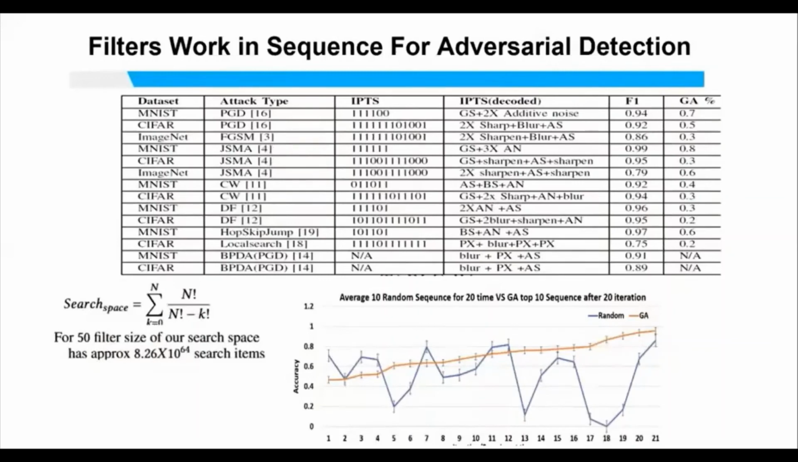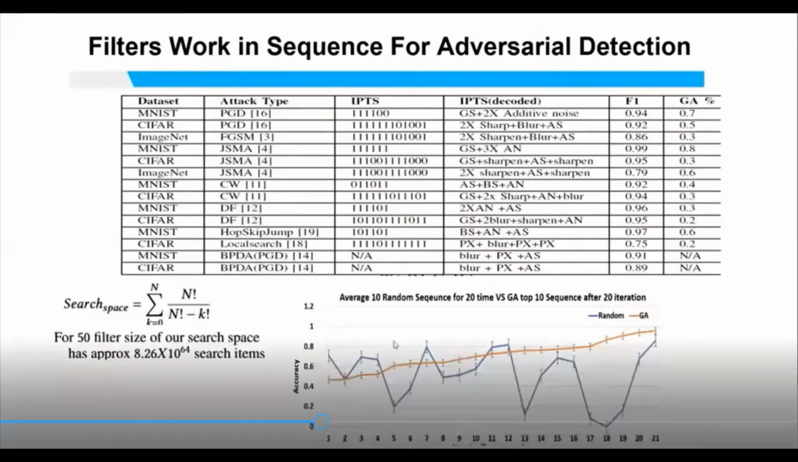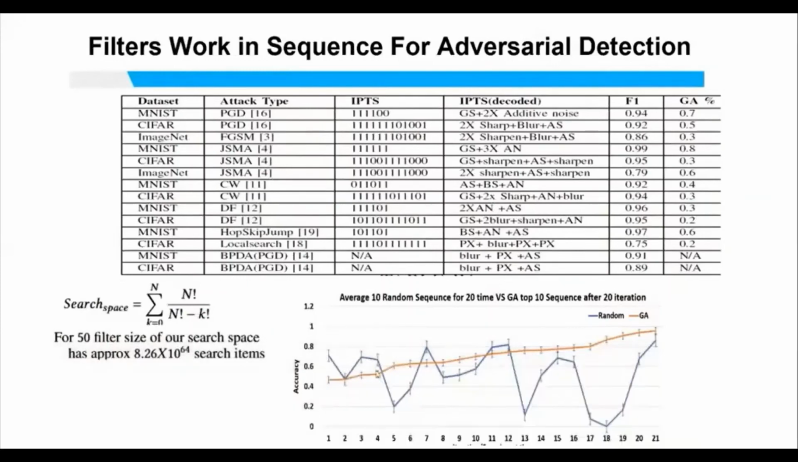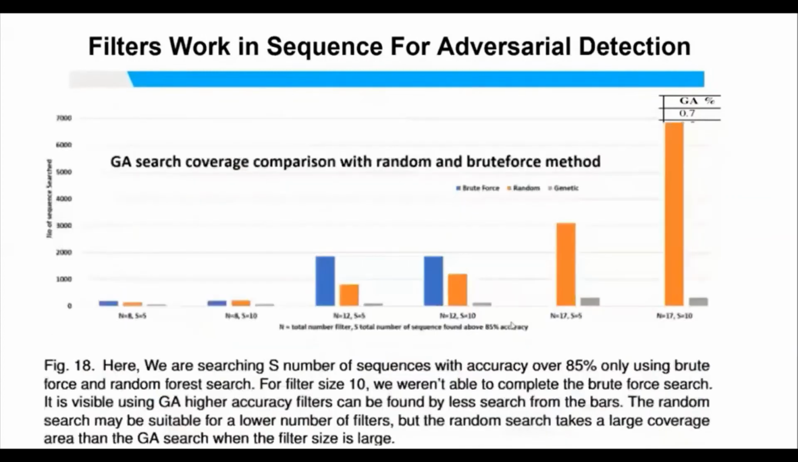So that's why the genetic algorithm comes into play. With random search, it takes some time and we get somewhere around 80% accuracy, but running the genetic algorithm for 20 iterations, we got close to 90%, more than 90% accuracy. This experiment was done for only 6 filters. And if we do a brute force search with 8 filters and try to search for the 5 best filters with an accuracy over 85%, we can see the genetic algorithm searches less than the others.